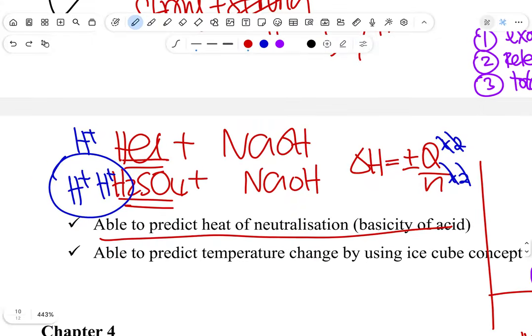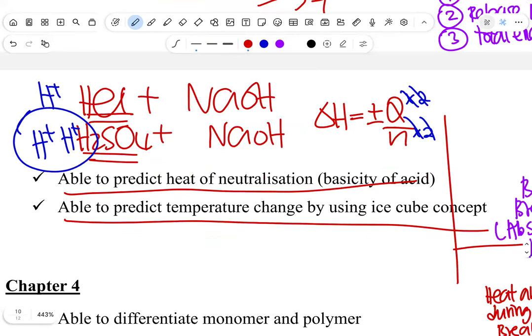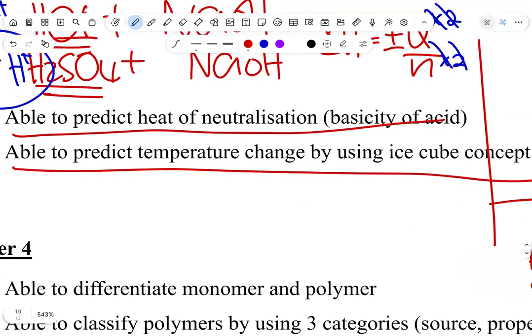Next one. Make sure everyone knows how to predict the temperature using the ice cube theory. The ice cube theory, we learned before, says temperature is affected by mole and volume. So mole and temperature are directly proportional.